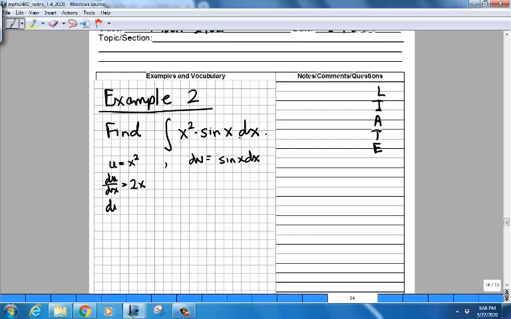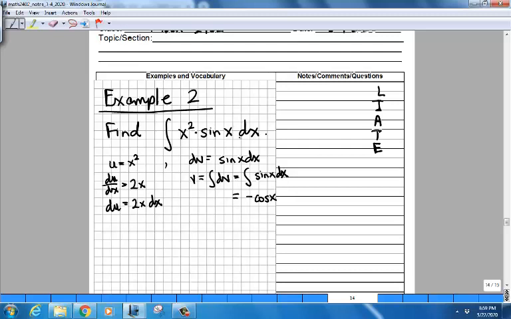The hard part here, of course, is going to be finding v. But remember, v is the antiderivative of dv, and so that means it's the antiderivative of sine of x dx. What is the antiderivative of sine of x? We hope that's easy, and sure enough it is, because the antiderivative of sine of x is going to be minus the cosine of x. Be careful about that. Minus the cosine of x, because remember, the derivative of cosine is minus sine of x, so the antiderivative of sine of x will be minus the cosine of x.